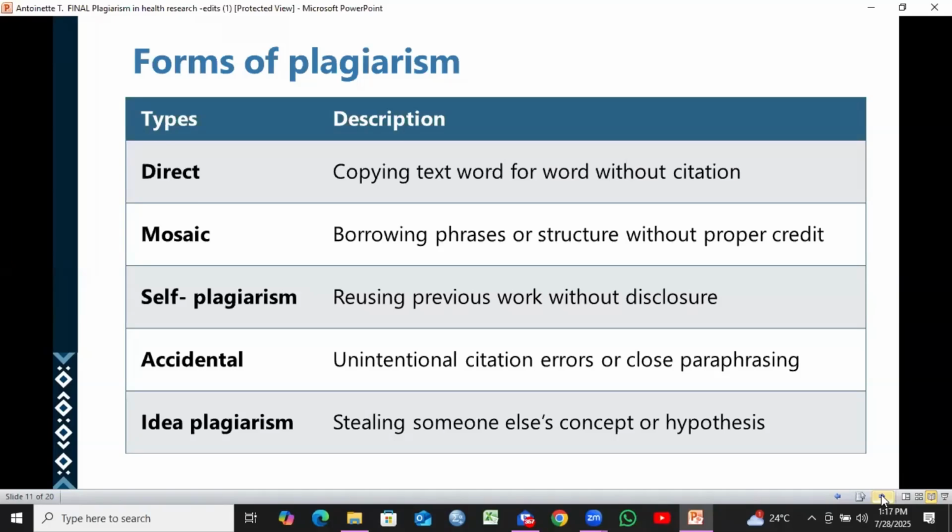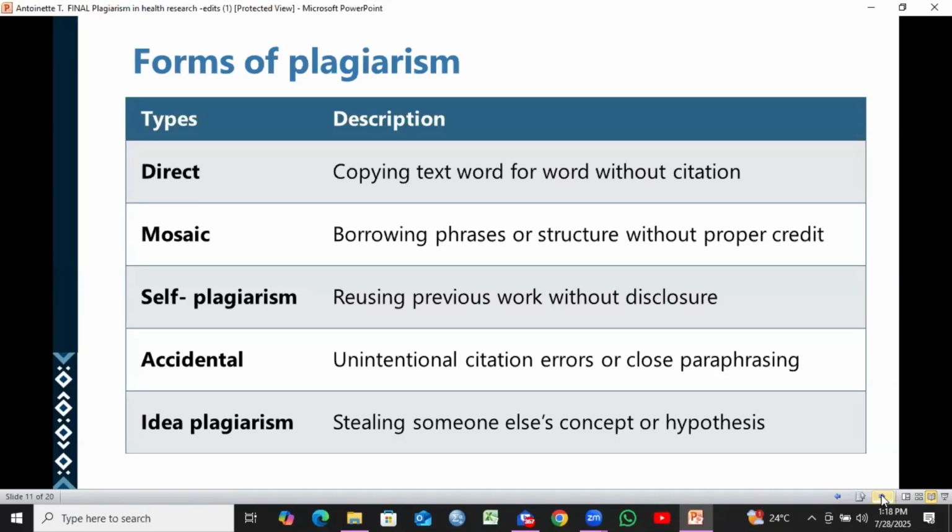Then we have mosaic plagiarism. That's borrowing phrases or structure without proper credit. You borrow someone's phrase without properly citing that person. Then we have self-plagiarism. You're reusing your own work without disclosure, your previous work, without properly disclosing that you had used this material before. You're bringing it up as a new idea year after year. That's self-plagiarism.